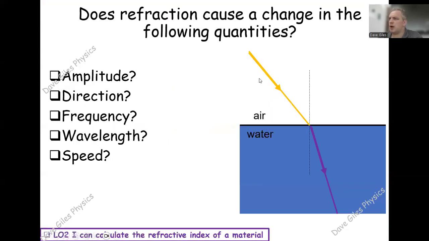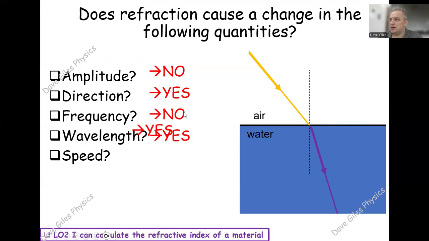So, does refraction cause changes in the following? Amplitude, direction, frequency, wavelength, and speed. So amplitude is no, that stays the same. Direction is yes, because when it moves from air to water, it'll refract towards the normal. Frequency, no. Wavelength, yes. And speed, yes.